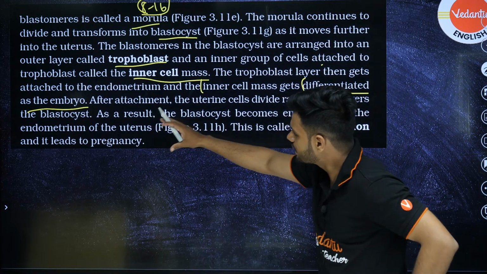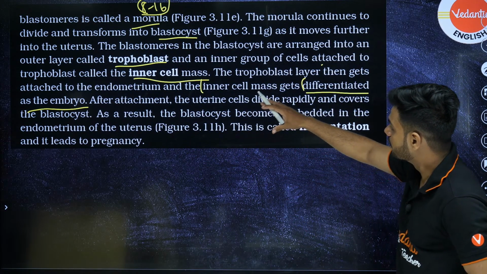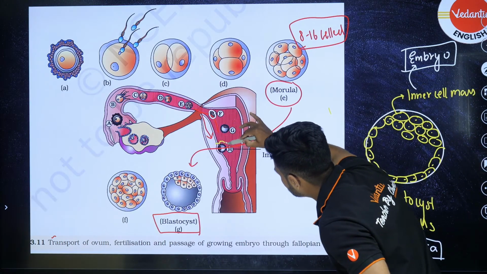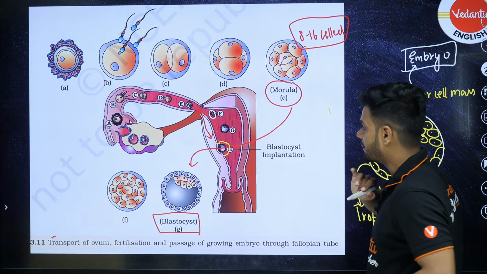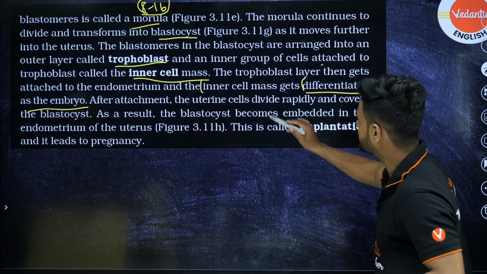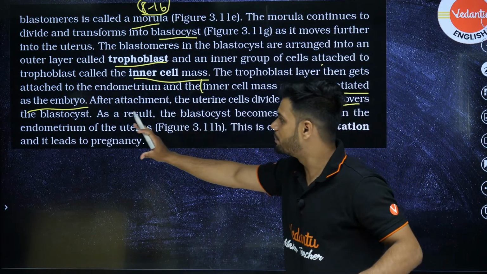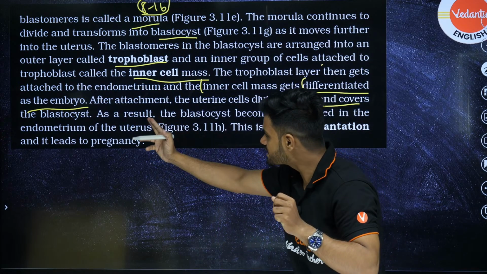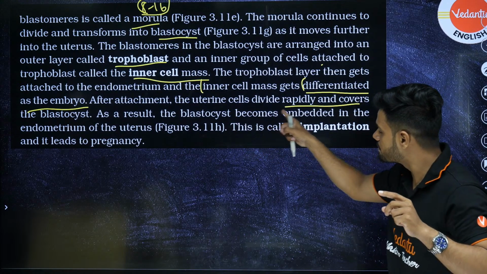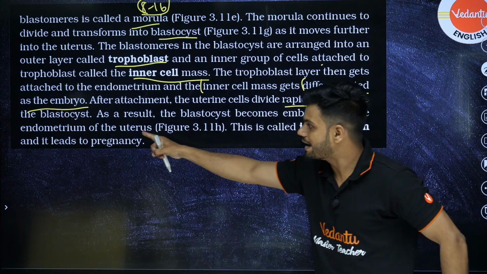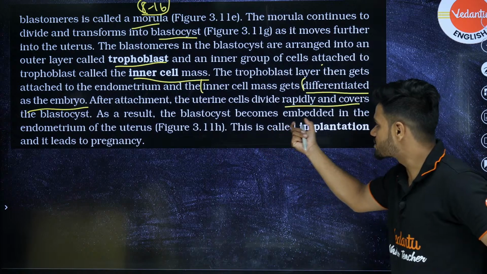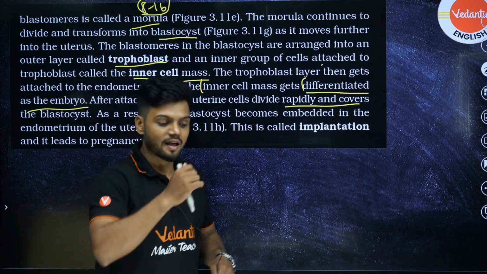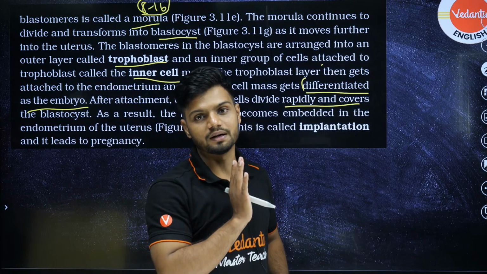Now, after attachment, the uterine cells divide rapidly. The uterine cells right here divide rapidly and cover the blastocyst. They are completely covering, engulfing the blastocyst. As a result, the blastocyst becomes embedded in the endometrium of the uterus, and this is called implantation, which later relates to pregnancy.